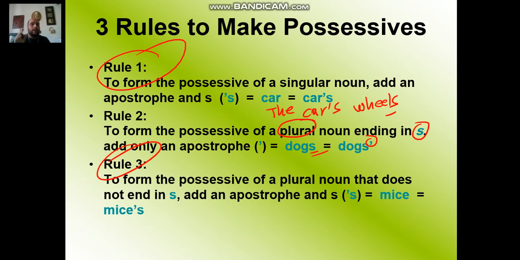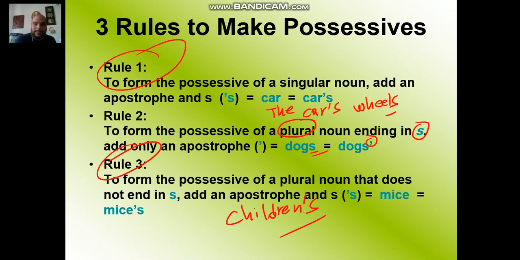For example, the plural of child is children. No need to add an s to tell me that it's a plural. It's already a plural. So treat it just like a singular noun. Add apostrophe s. Here, children, it's a plural already. It doesn't need another s. Okay? So just add an apostrophe s to make it a possessive noun.